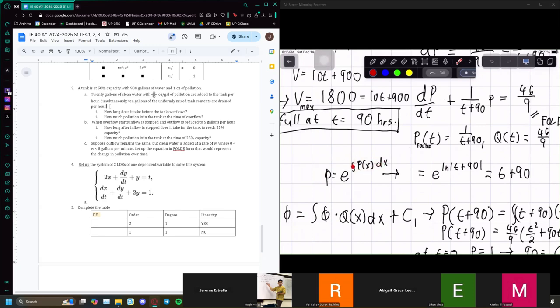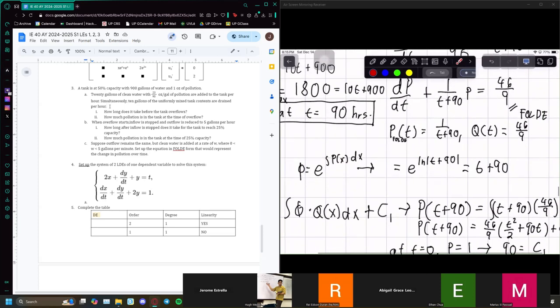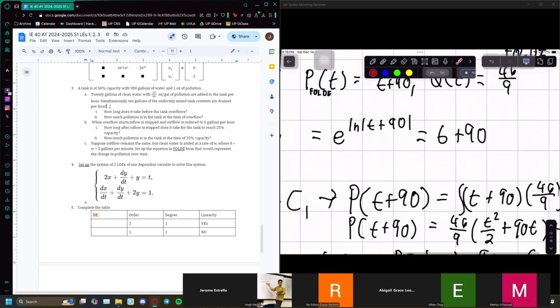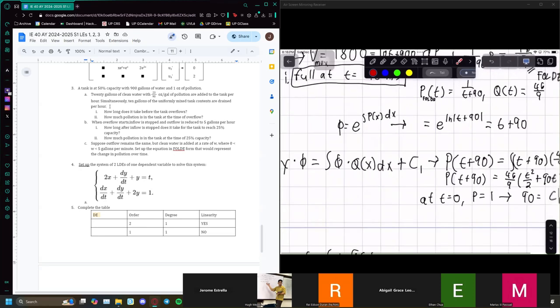This is just formula. Plug in, memorize that, because walang formula sheet. So that's e to the ln t plus 90, because integral of 1 over t plus 90 is ln t plus 90. And since it's a logarithm, Euler's number raised to a natural logarithm, e raised to ln, you can just take the inside of this and then put it out. T plus 90 is the integrating factor.